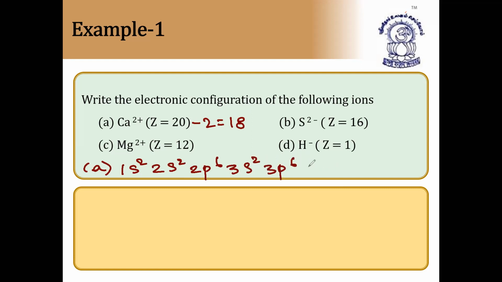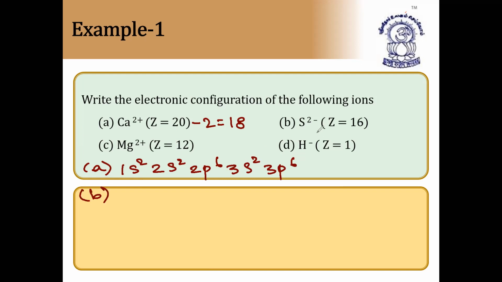After 3p, it would go to 4s2, but the 2 electrons are gone because they are asking for calcium ion, not for calcium atom. So total should be 18. We got 2 plus 2, 4, 4 plus 6, 10, 10 plus 2, 12, 12 plus 6, 18. So this is the electronic configuration of calcium ion.